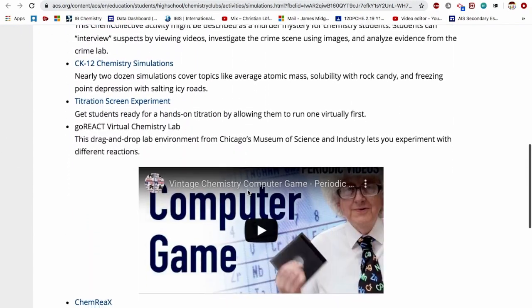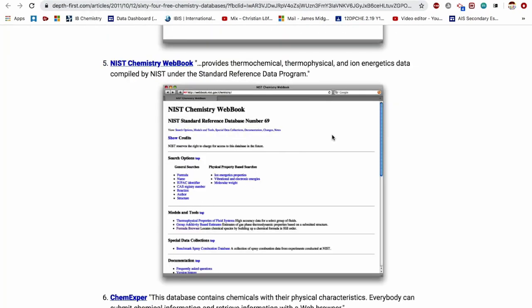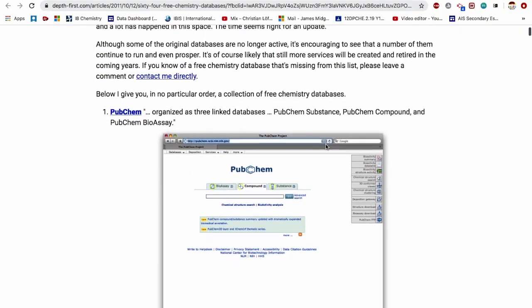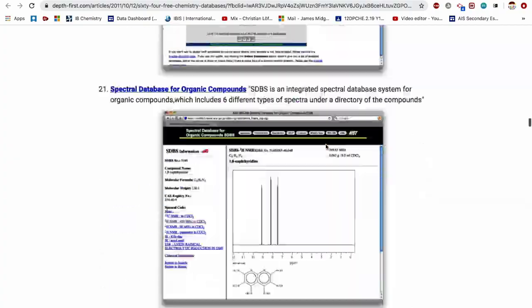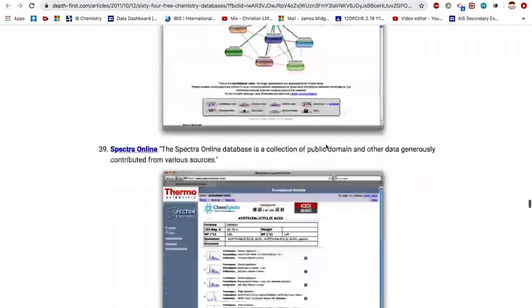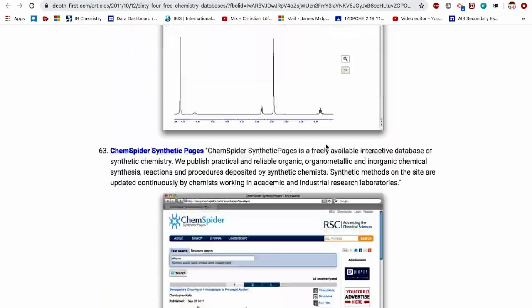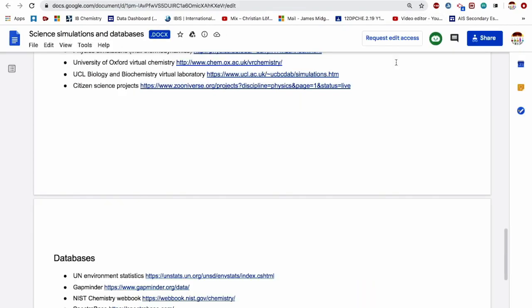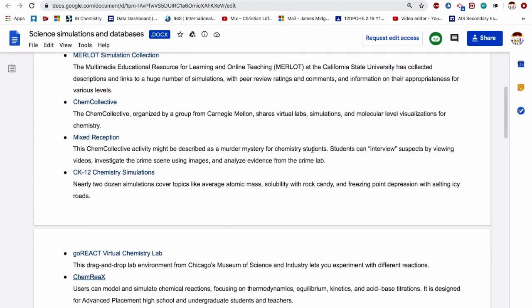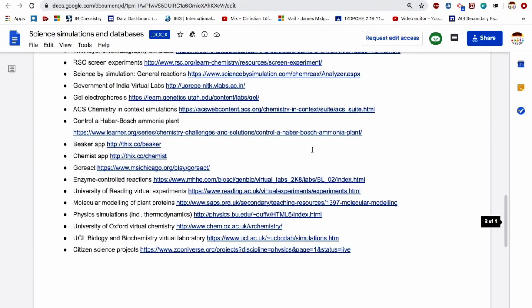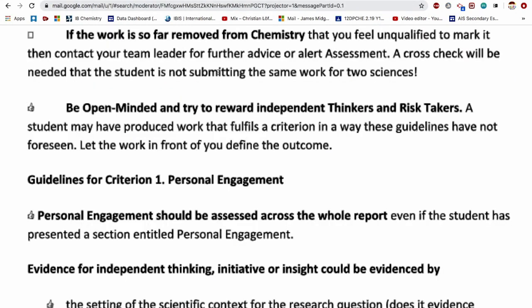ACS, the American Chemical Society. Here are well over a dozen different virtual chemical experiments that you can do. If you look further, here are 64 free chemistry databases for you to interrogate. When you're doing this, please make sure these are for real chemicals, so they've got element symbols and formulae, not of the type ABXY equals A2B. We want to be real chemicals. This document is also freely available on the Chemistry Facebook teachers page, and again, there are dozens and dozens of different sites that you can use to help you.